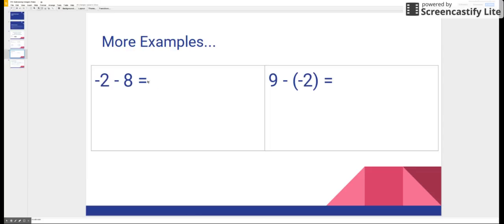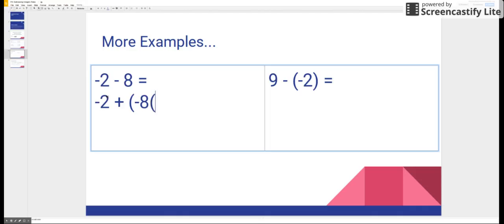All right, by now you should have already done the problems, so we're going to start going over them. I have negative 2 minus 8. So first thing I'm going to do is keep that negative 2. Just bring it down. Then I have minus 8. So now I'm going to add the opposite. The opposite of 8 is negative 8. So now I have negative 2 plus negative 8 equals negative 10.